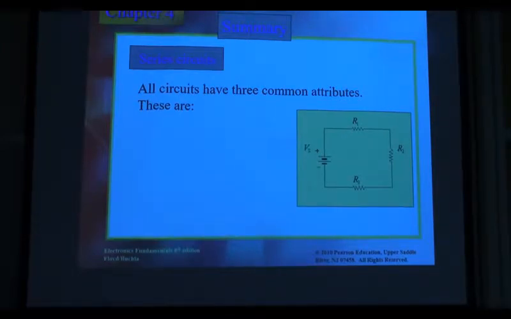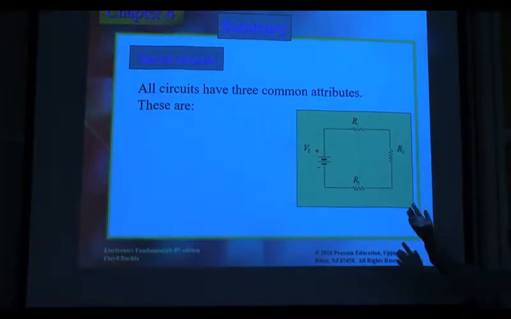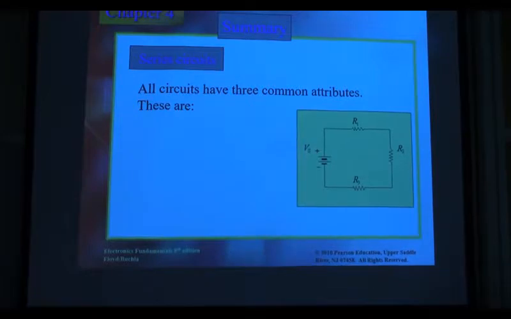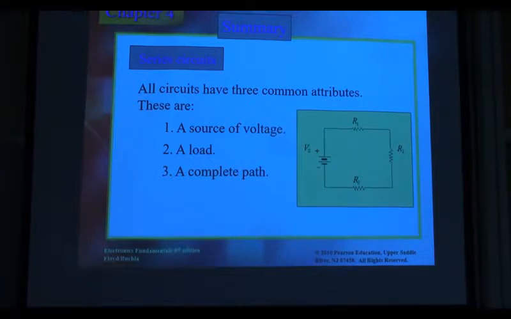The other thing is the wire. We must have a closed loop. So if this one, for example, is broken, then this is not a circuit. If we have a switch, that switch needs to be closed to give us a closed loop. So we need to have 3 attributes. First is the source, then a load, then a closed loop. That is the circuit: a source, a load, and a complete path.